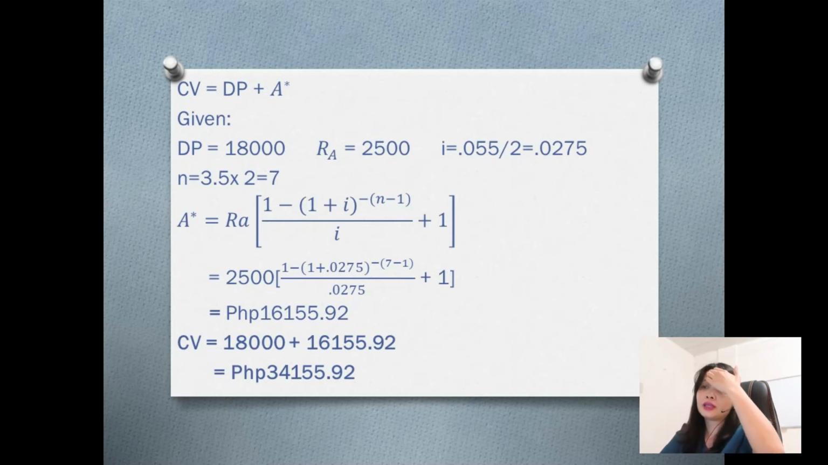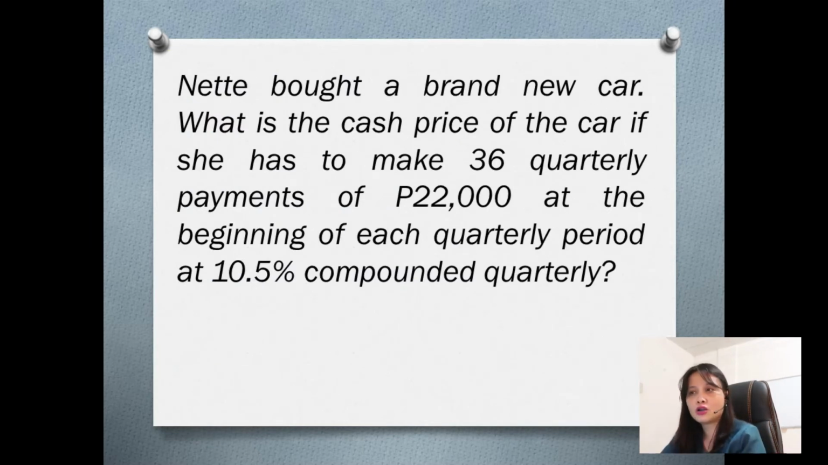Okay. Next, Nette bought a brand new car. What is the cash price of the car if she has to make 36 quarterly payments? So what is 36 quarterly payments? That is your N, the number of payments. So you do have 36 payments of 22,000. Every beginning of 3 months, you need to pay 22,000, at the beginning of each quarter, at 10.5% compounded quarterly.